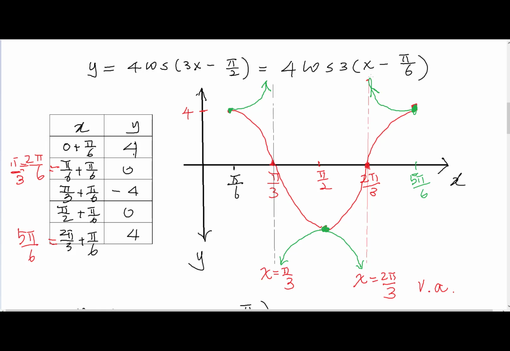So the green one is the graph of y equals 4 secant 3x minus pi over 2. Now I'm going to erase the graph of cosine to indicate that the green one is the graph of y equals 4 secant 3x minus pi over 2.